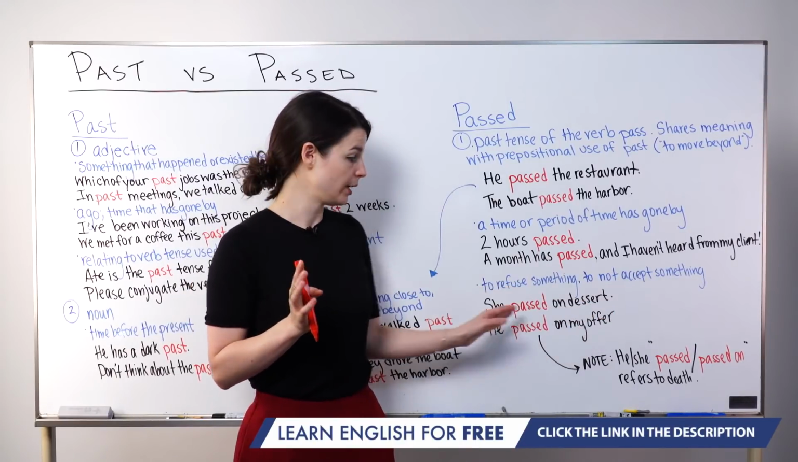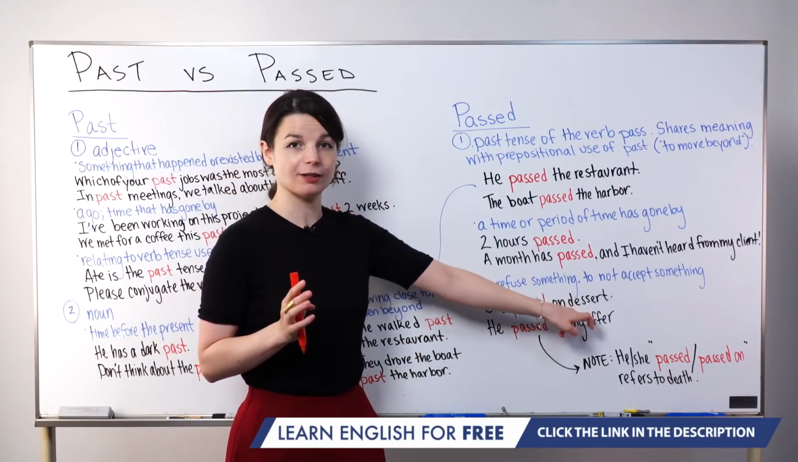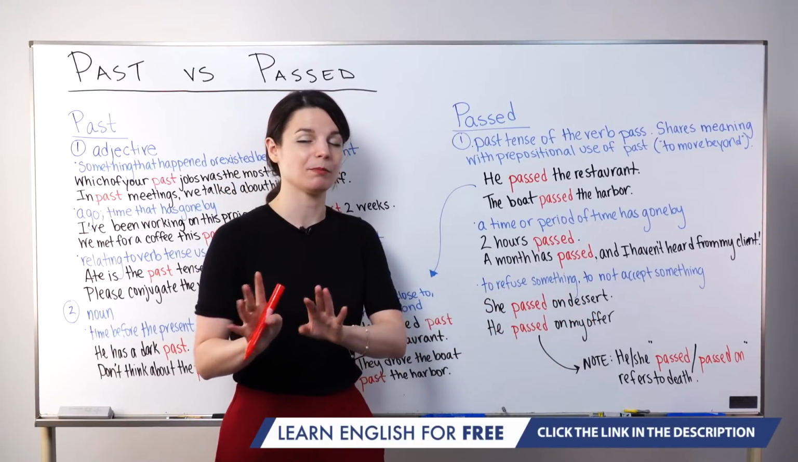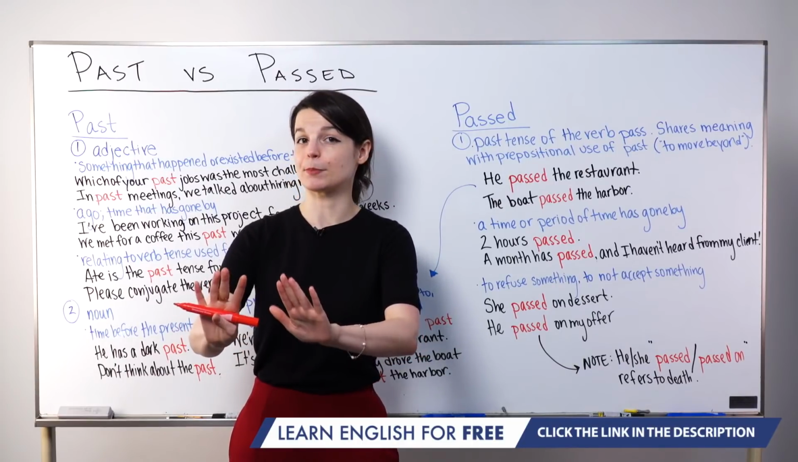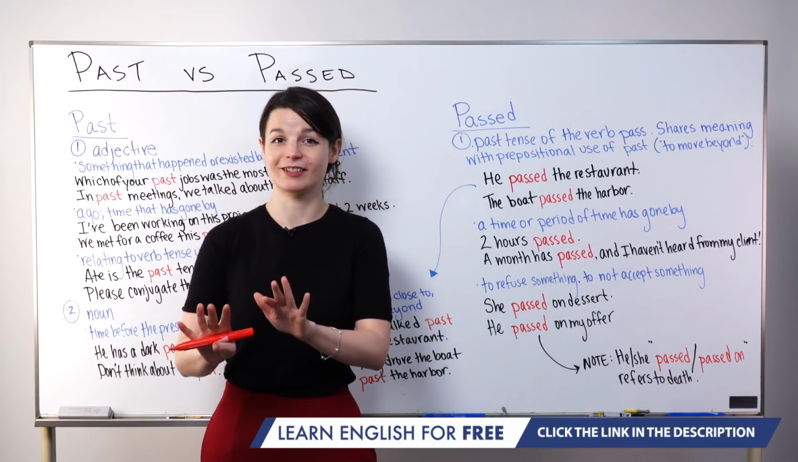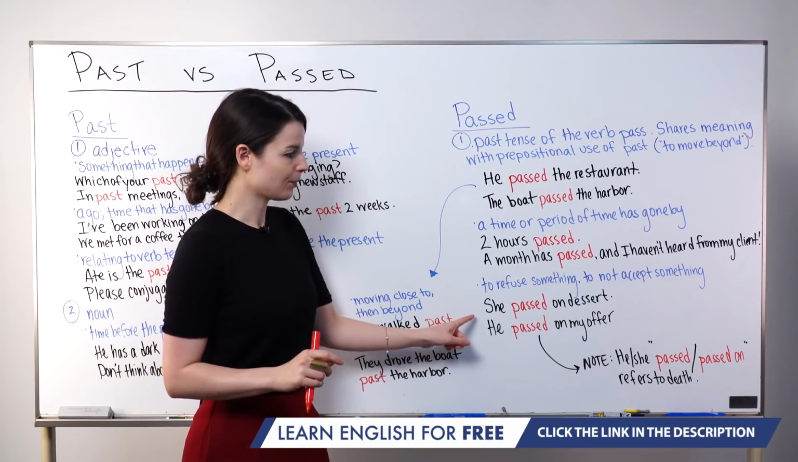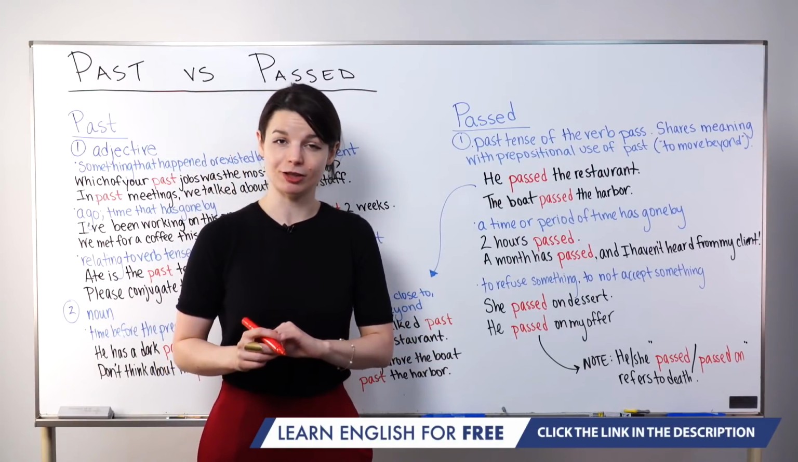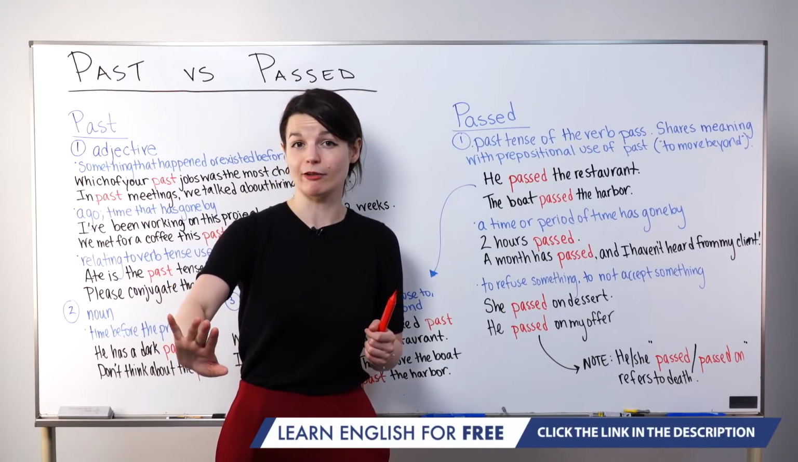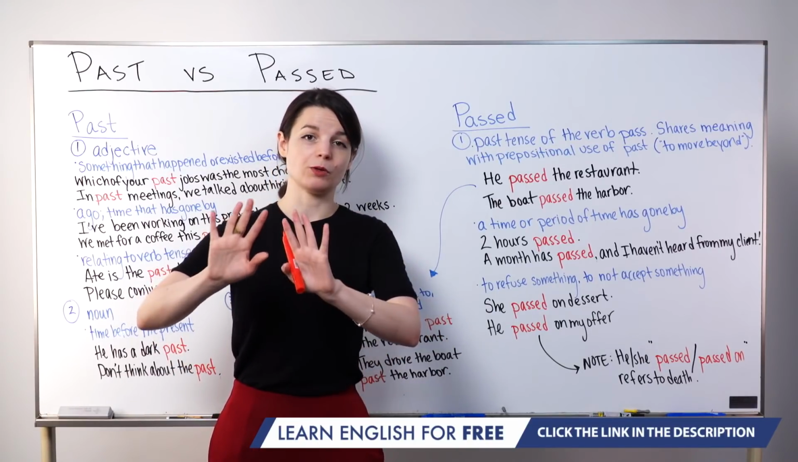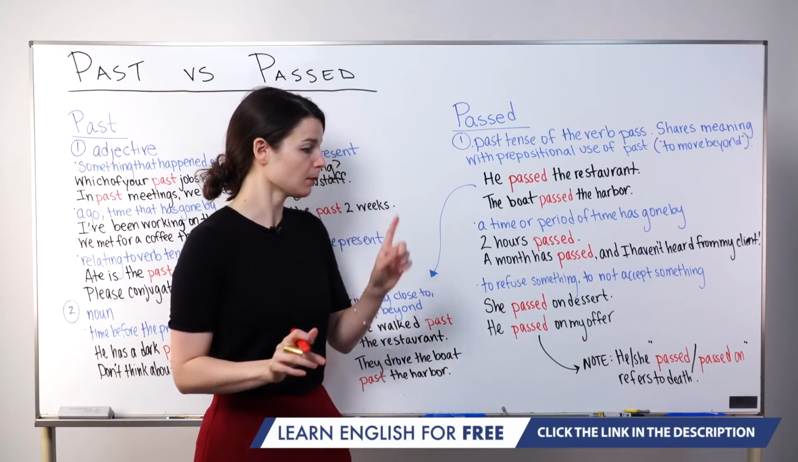For example, she passed on dessert. She passed on dessert means she refused dessert. She didn't want dessert. She did not accept dessert. She passed on dessert. Another example, he passed on my offer. He declined my offer. He refused my offer. So this means refused, did not accept something.